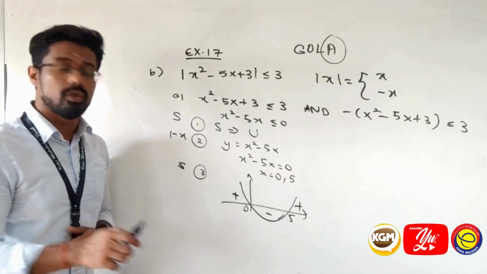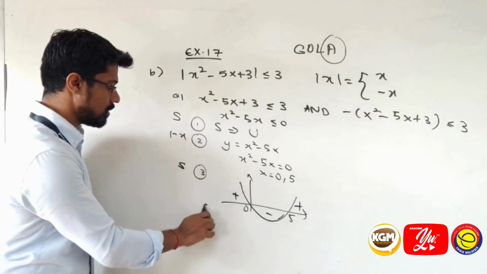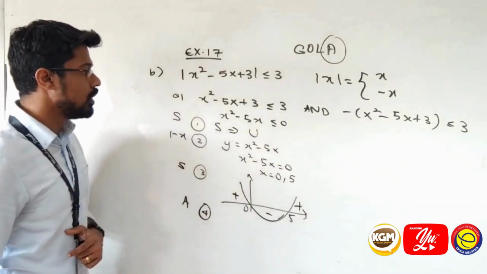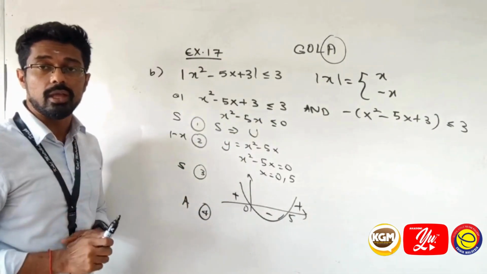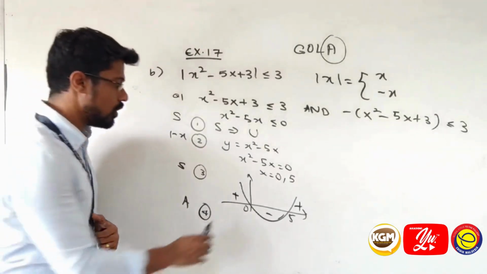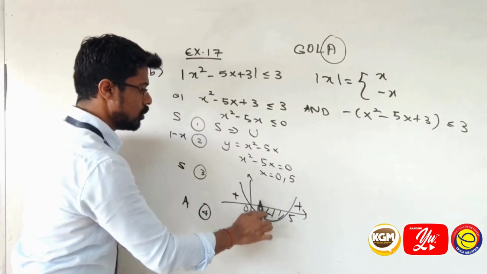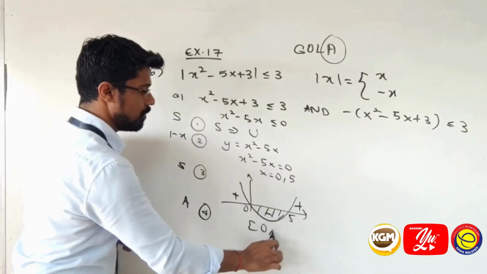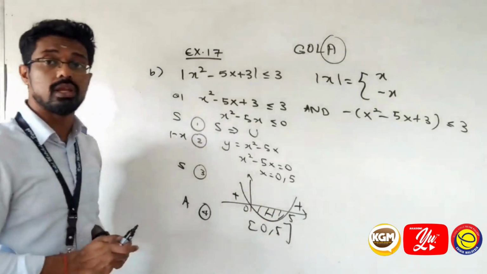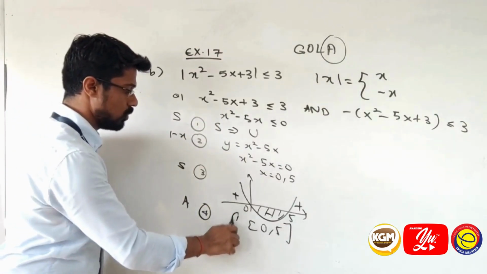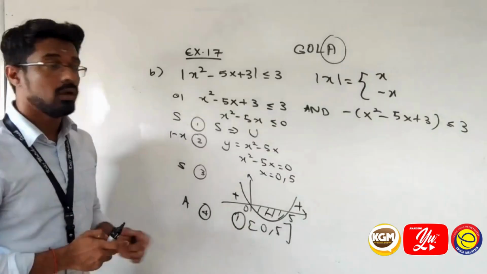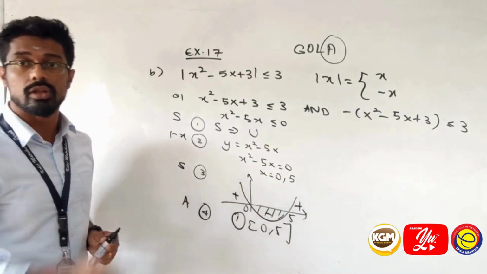What I want now is the answer, the fourth step. The answer is going to be y less than 0, meaning I want the negative region. So I shade this one. My solution is going to be 0 to 5. Hope that's very clear to you. First question, solution 1. We've got one more, let's go and solve that.